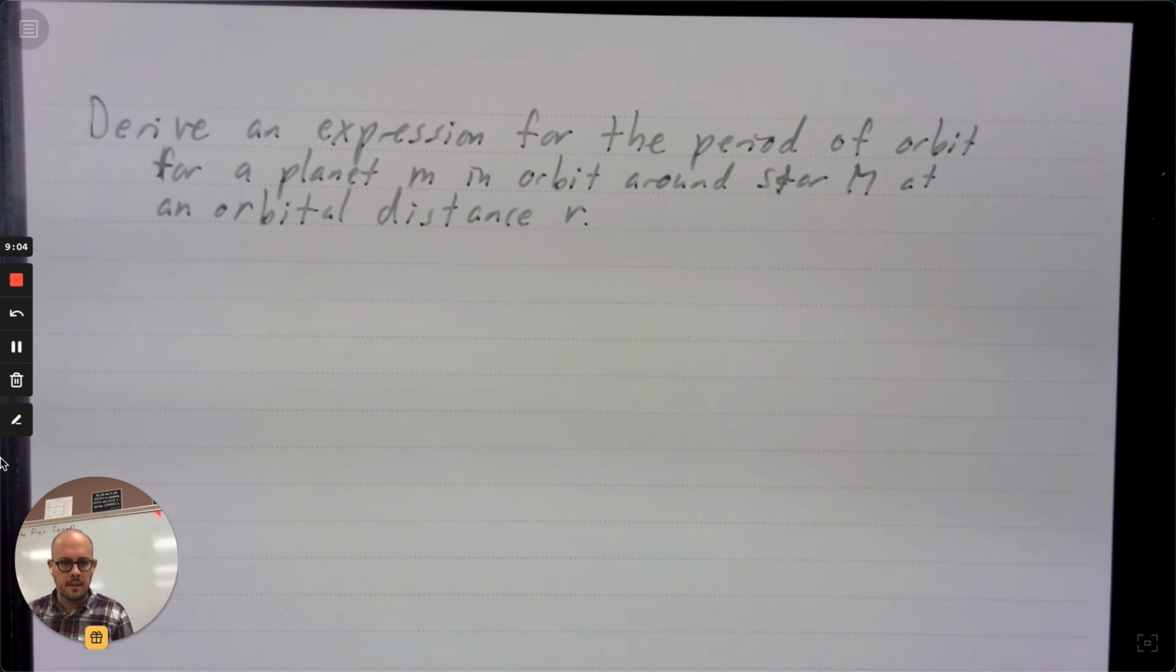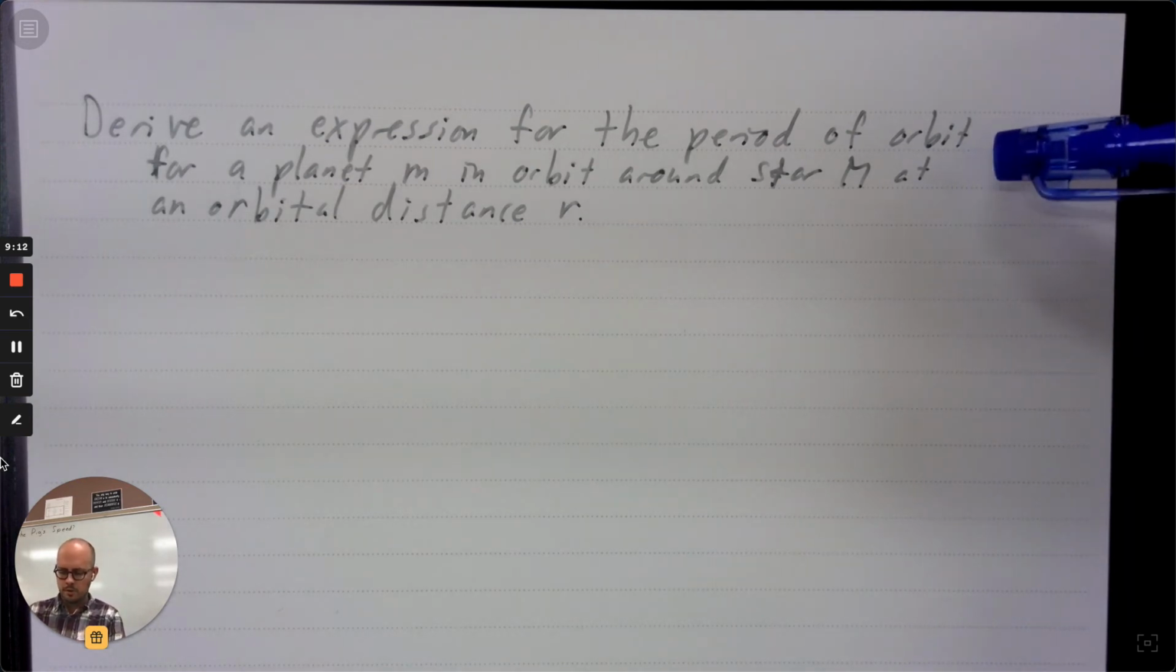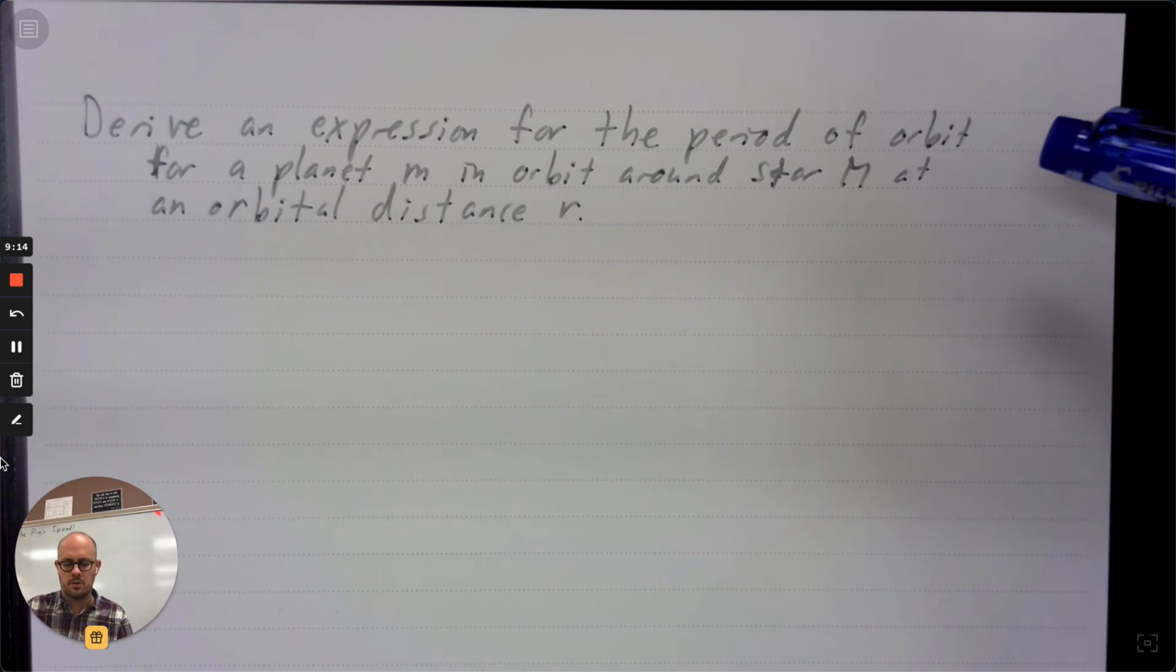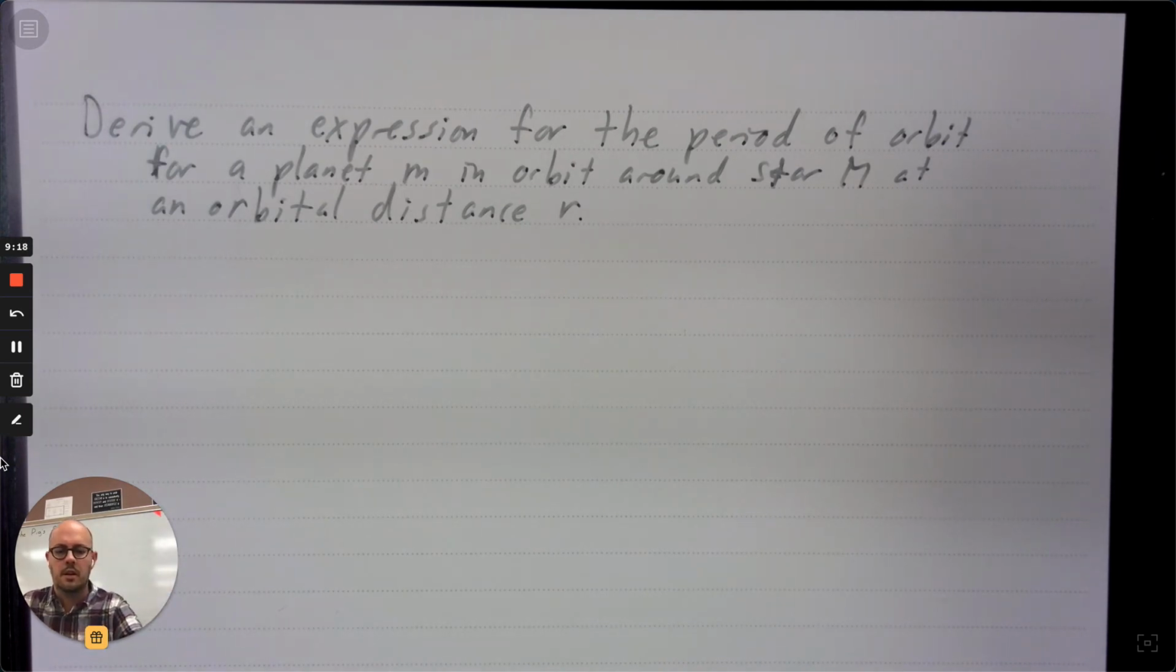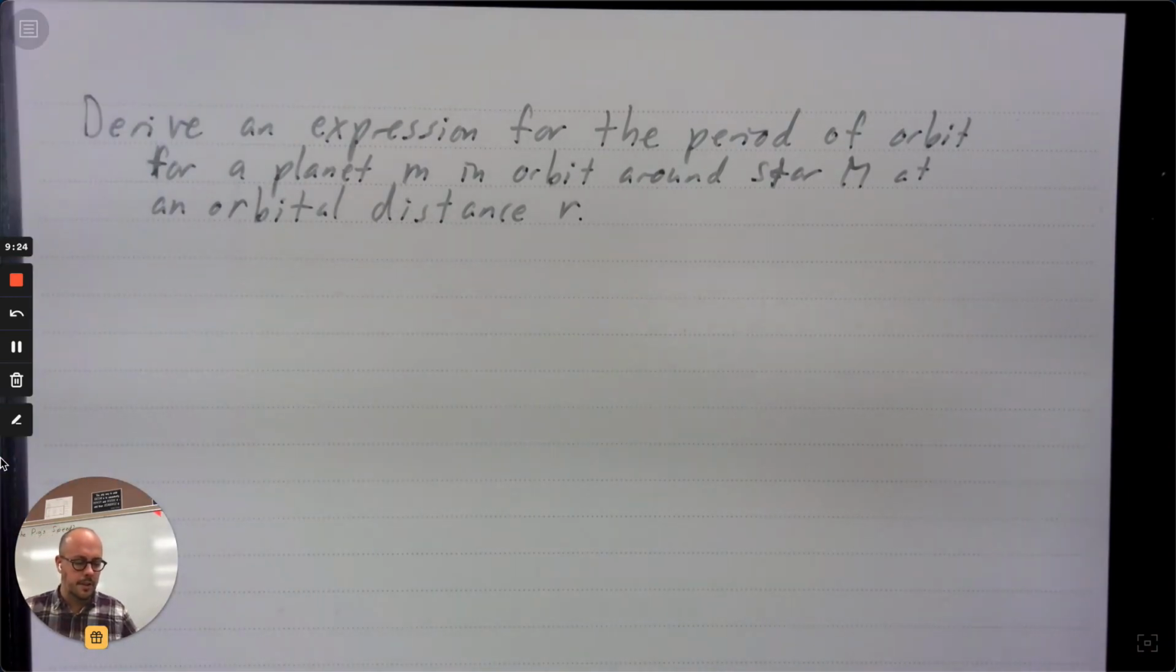The final thing I wanted to do on the video is Kepler's laws of planetary motion. That's something that we don't talk about a ton in this course. This question is basically asking you to derive Kepler's third law, and it has to do with how the period of a planet's motion depends on its distance from the sun.